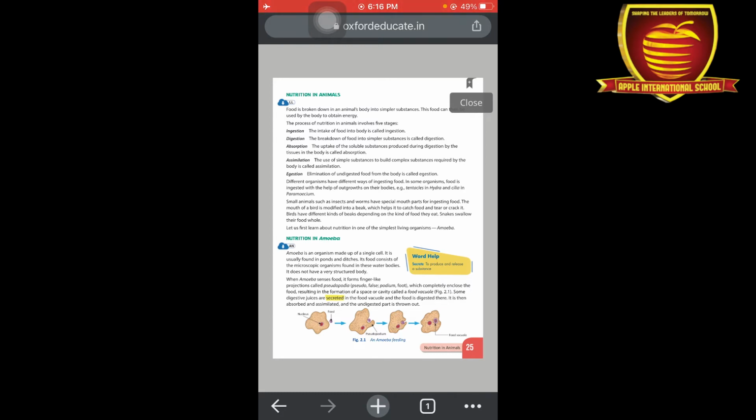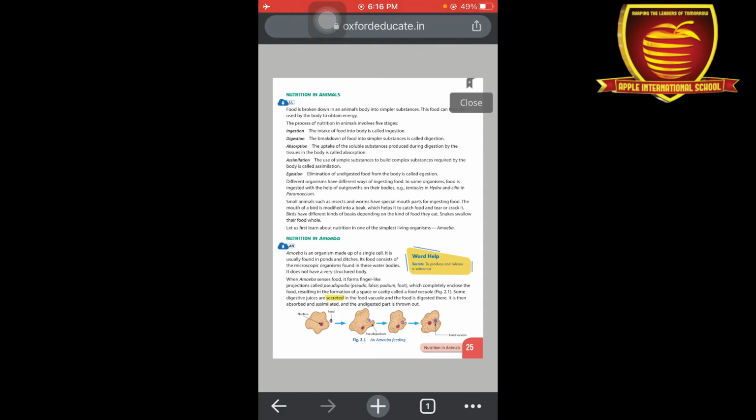Birds take food inside through the beak. So everyone has a different style to take in food, and some organisms have a different digestion process according to their food habits. Firstly, for unicellular organisms, we read the nutrition of amoeba.